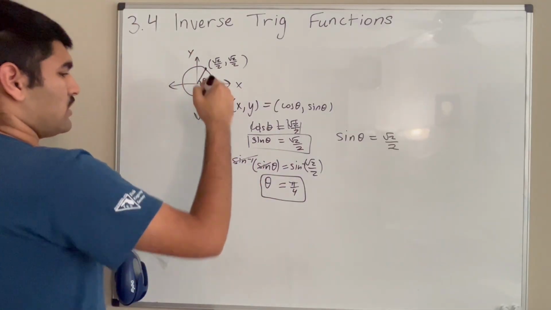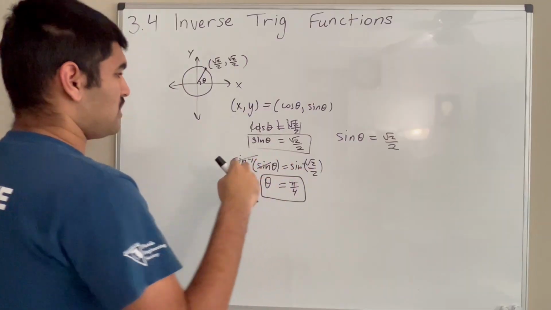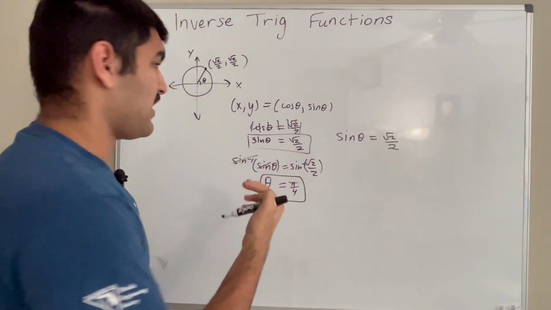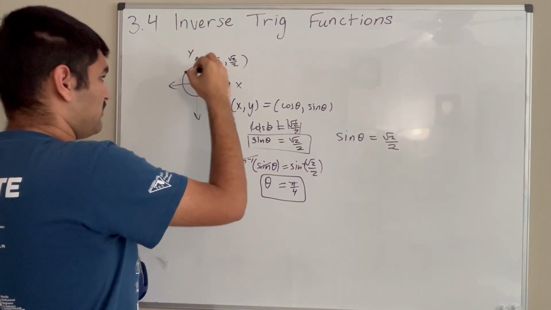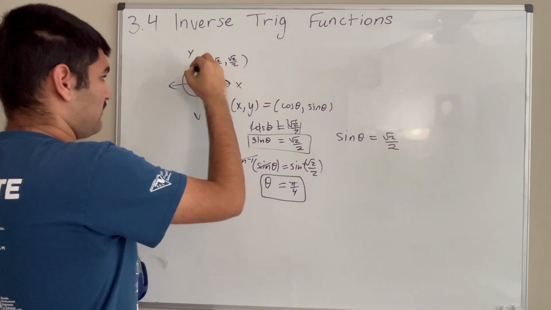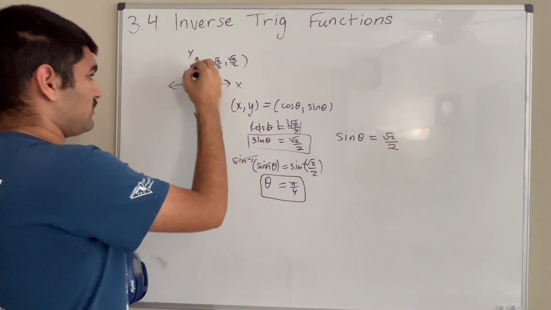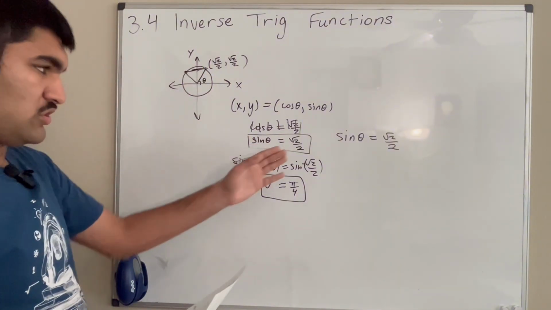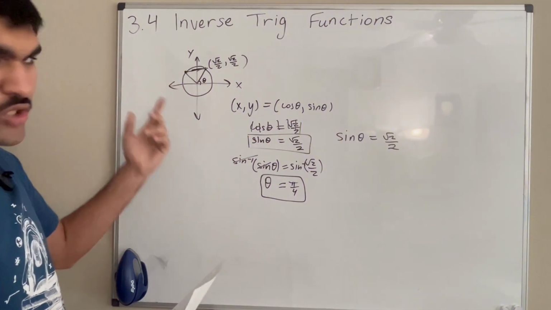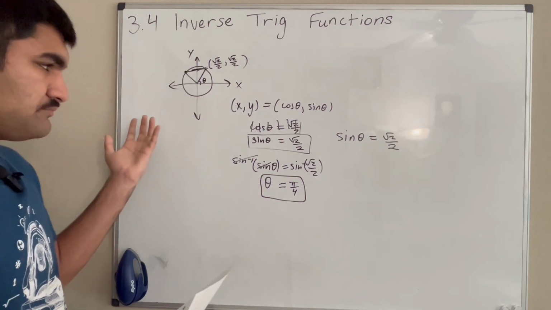Well, it's because sine of theta equals square root of 2 over 2 corresponds to two different angle measures, right? That corresponds to this one and also this one, because both of them, notice, have the same y value. So that's why the sine of both of these angles is equal to square root of 2 over 2. So how do we know which to pick?